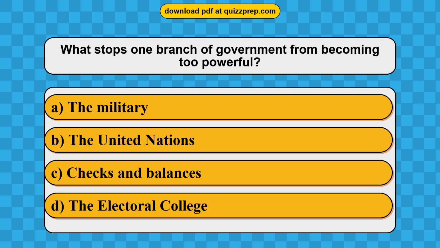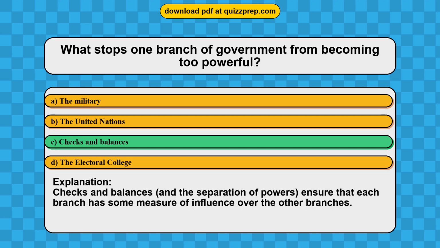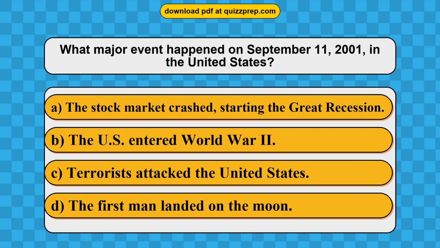Question 33. What stops one branch of government from becoming too powerful? Option A, the military. Option B, the United Nations. Option C, checks and balances. Option D, the Electoral College. The correct answer is option C, checks and balances. Checks and balances, and the separation of powers, ensure that each branch has some measure of influence over the other branches.